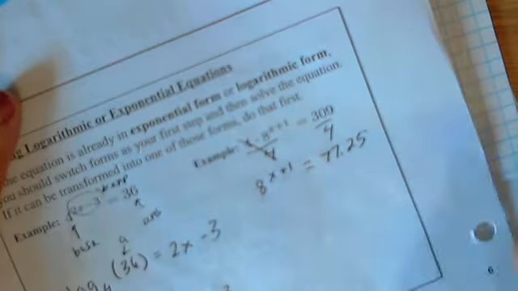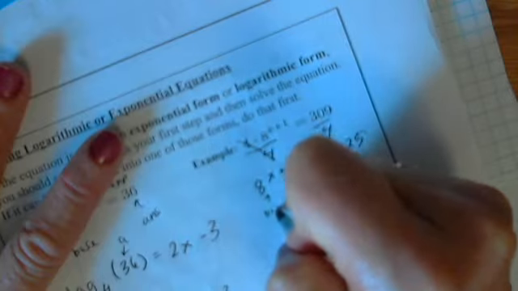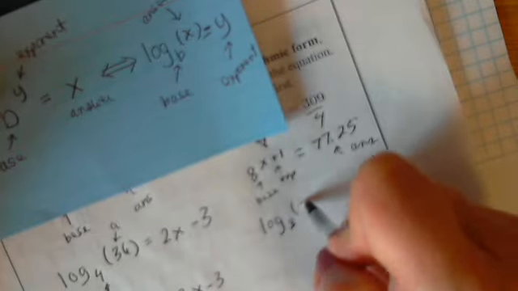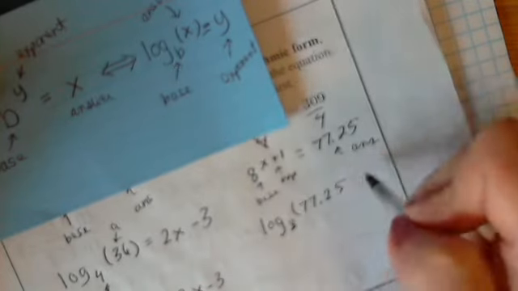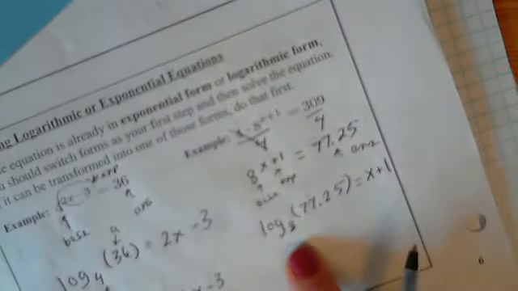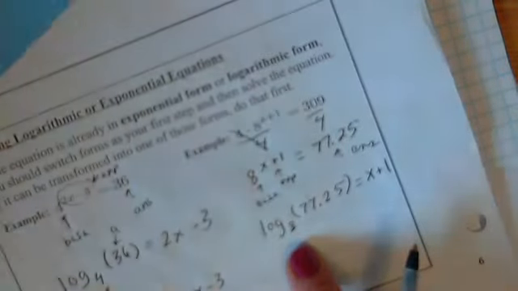Okay, so again, when solving these equations, make sure you get your base alone first. Okay, now I can change this to logarithmic form. So let's get everybody labeled. That's my base, that's my exponent, the whole thing, x plus 1, and that's my answer. So what do? It's log base 8 of 77.25 equals my exponent, x plus 1.